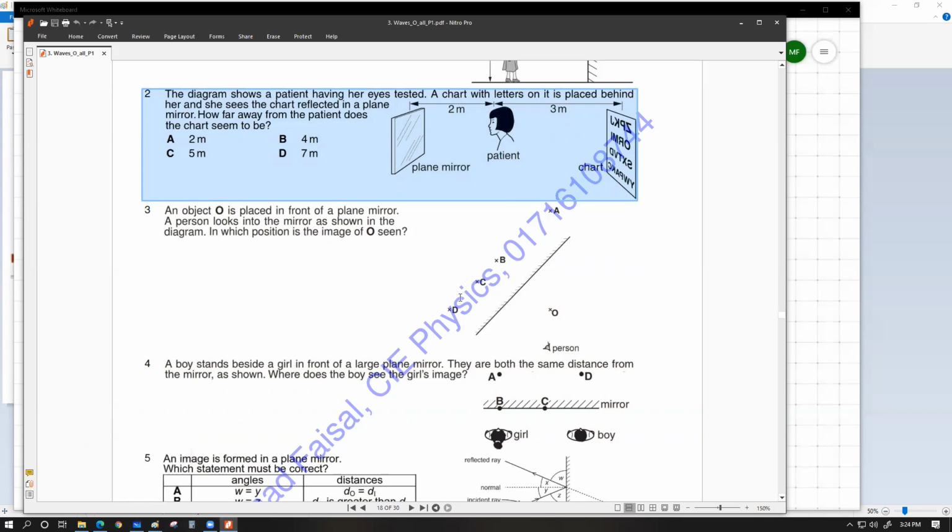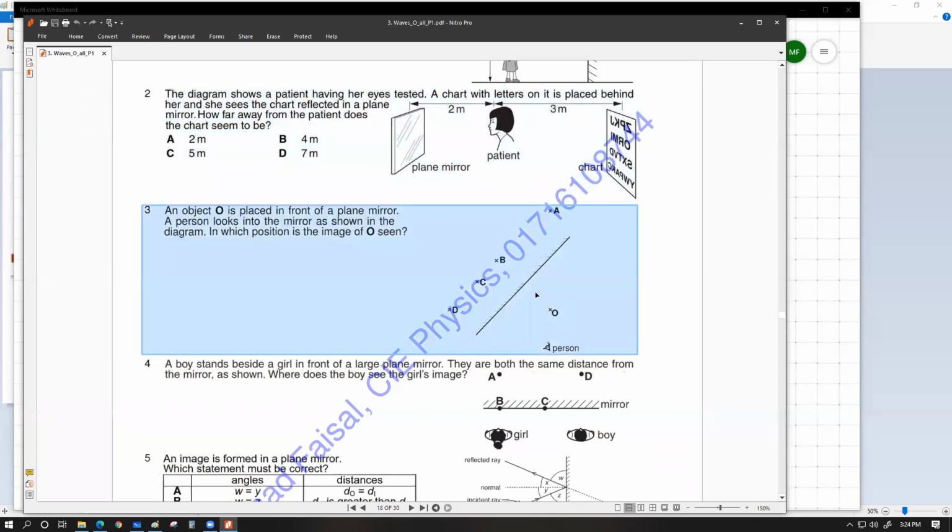So if you just try to see, if you join D and O, C and O, B and O, and A and O, there is only one line that will be perfectly perpendicular to the mirror, which is going to be the line BO. So obviously the image of this thing is going to be along this line, and eventually B is the image of this point O. That's pretty simple, actually.